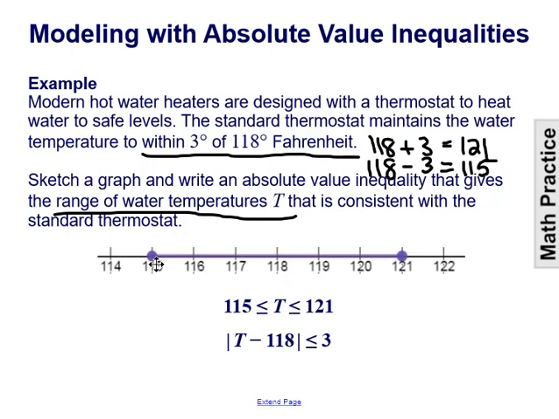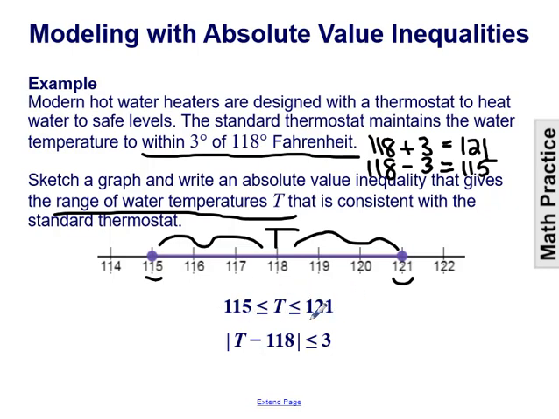That means we include those values, so we can have closed circles at 115 and 121, and our temperature T is everything within those values. So we have 115 is less than or equal to T is less than or equal to 121.